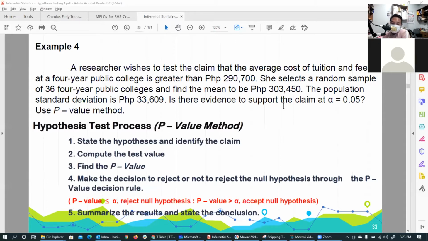A researcher wishes to test the claim that the average cost of tuition and fees at a four-year public college is greater than 290,700. She selects a random sample of 36 four-year public colleges and finds a mean of 303,450. The population standard deviation, guys, is 33,609. The question here now is, do you have evidence to support the claim at alpha 0.05? Use the p-value method.